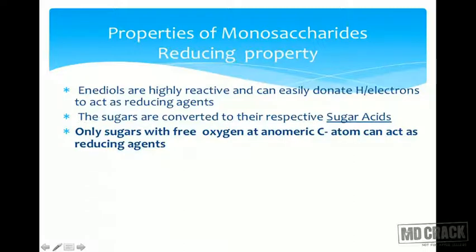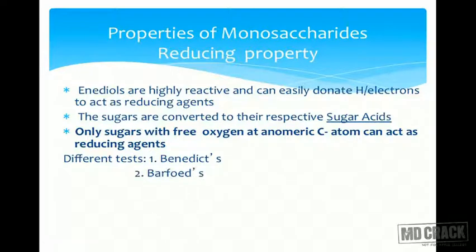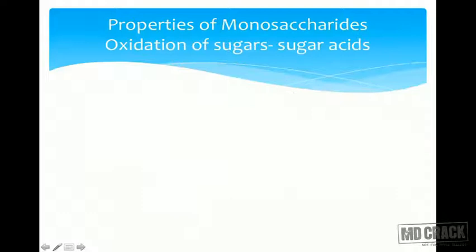Only sugars with a free oxygen at the anomeric carbon atom can act as a reducing agent. That is important here. Now the different tests, not only Benedict's test, you have the Barfoed's test, the Fehling's test, the Folin-Wu test, all of which are basically based on the reducing property of monosaccharides.